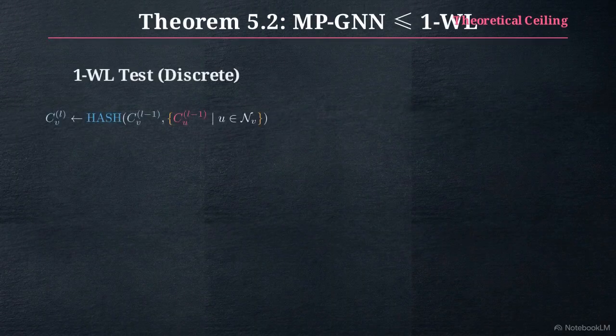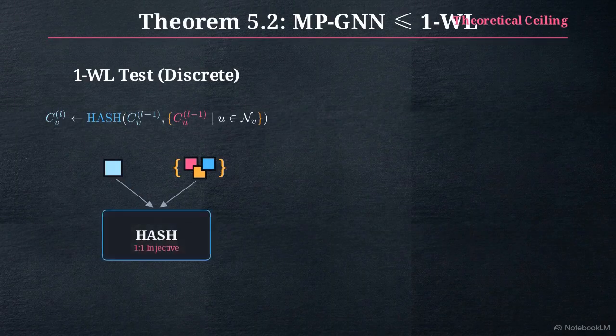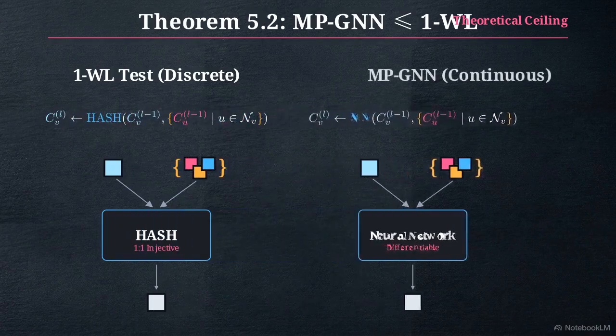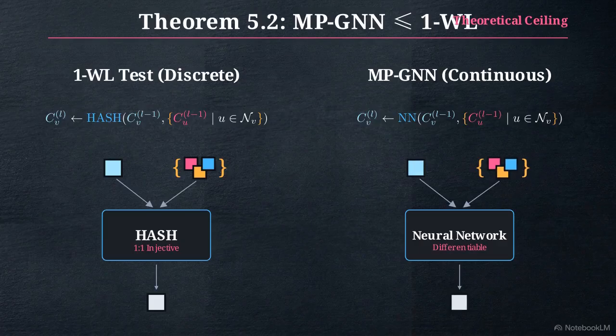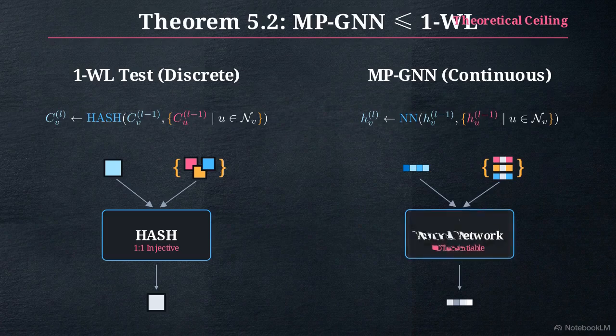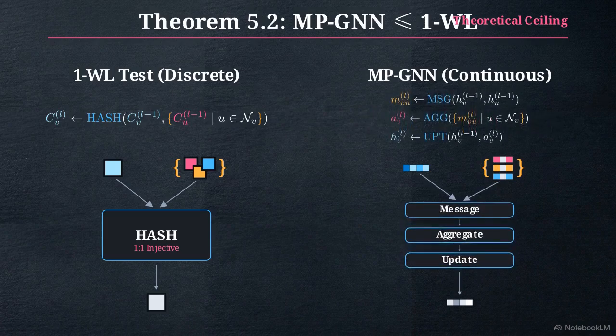This brings us to a formal proof known as Theorem 5.2. It establishes that a standard message-passing graph neural network is at most as powerful as the 1-WL test in distinguishing graph structures. Looking at the two side by side, the message-passing network is architecturally a continuous, differentiable analog of the 1-WL test. It replaces discrete colors with continuous vectors and replaces the hash function with message, aggregate, and update layers.